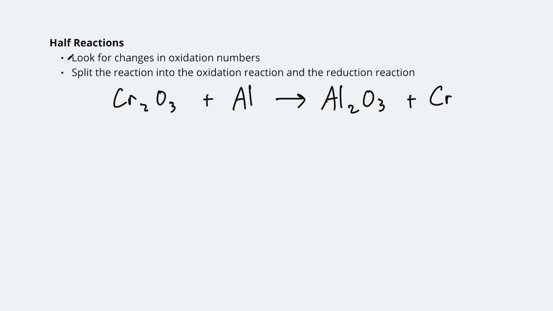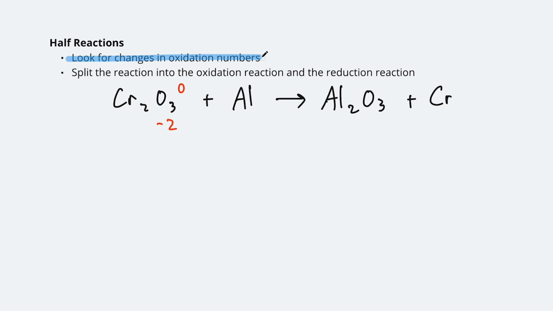What you want to do in these situations is look for changes in oxidation numbers, which means we're going to have to assign oxidation numbers to all of the atoms in this reaction. Pull up that list of rules from the last video and just follow along and make sure you're assigning all these numbers correctly. So first, whenever there's no charge, that means all the oxidation numbers have to add up to 0.